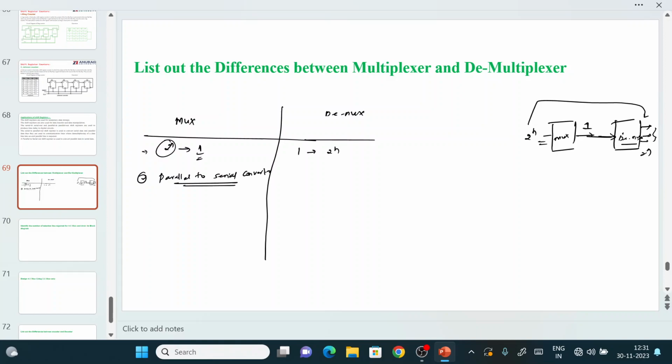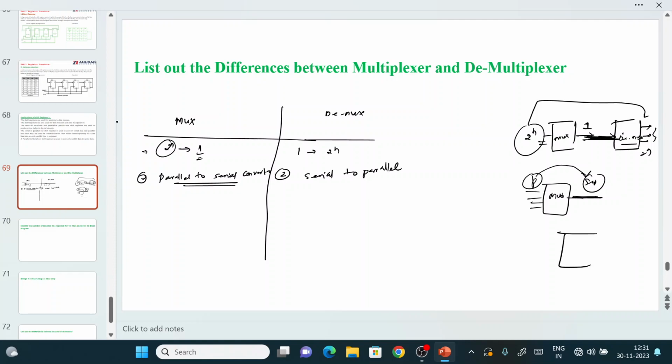Why a parallel to serial converter? If you observe this 2^n, multiple means parallel, single means serial. A multiplexer is a device which converts multiple information through a single channel, meaning it converts parallel to serial information. Now the demultiplexer performs the operation serial to parallel. Here we have single information; single means serial, multiple means parallel. So it performs the serial to parallel operation, right?